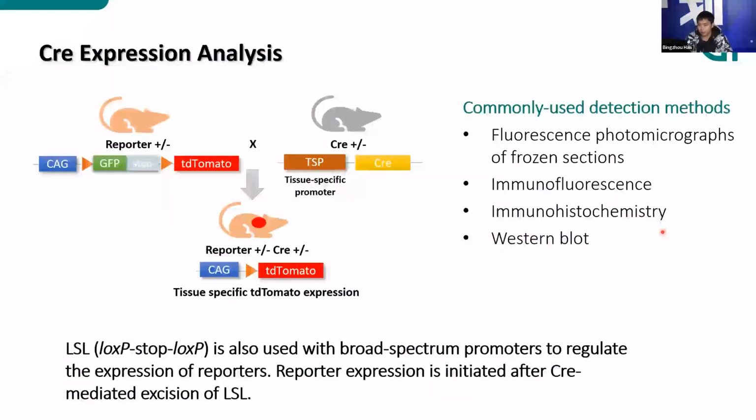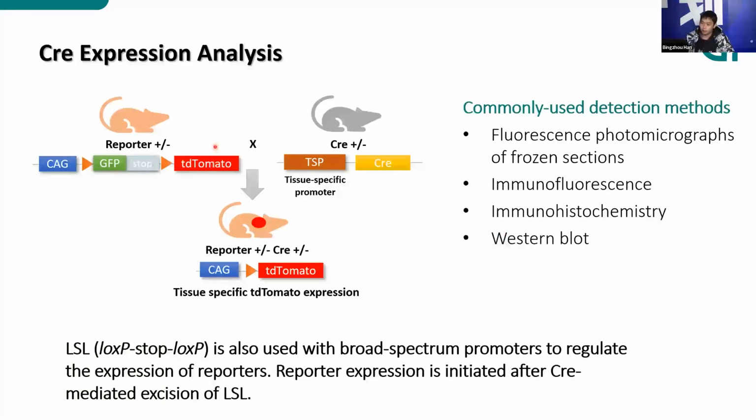We have strict quality control standards for our newly generated Cre strains, since the precise expression of the Cre strains is the most important thing in conditional knockout or conditional expression experiments. The commonly used detection methods are fluorescence reporters using frozen sections, or LacZ-based staining methods, or we could also do IHC or easily just use Western blot to demonstrate the tissue-specific knock-in or tissue-specific Cre expression.